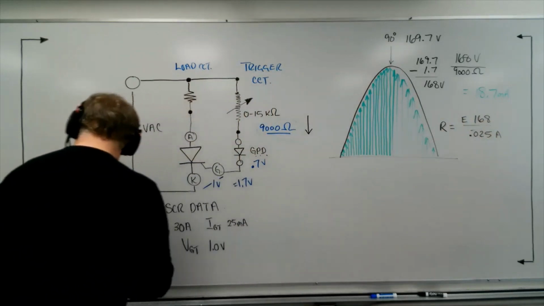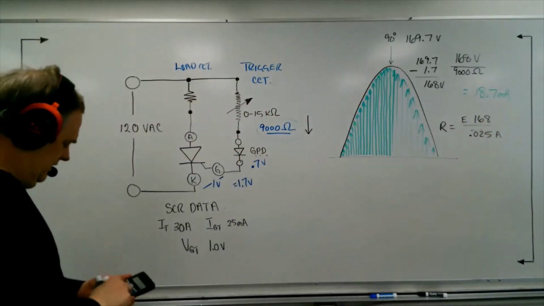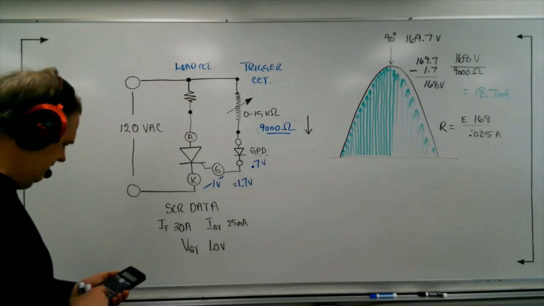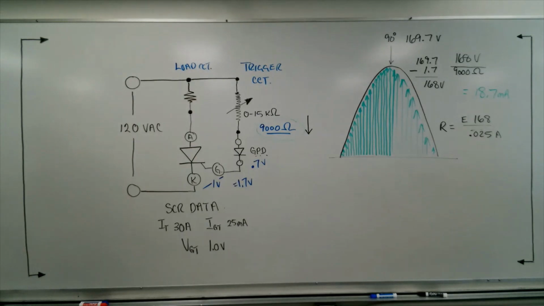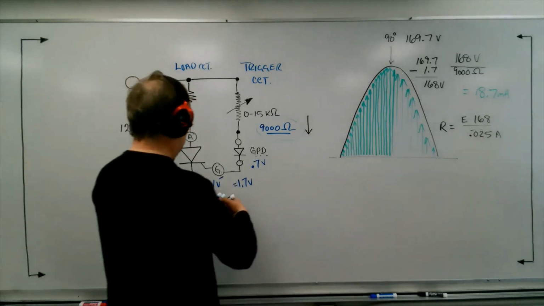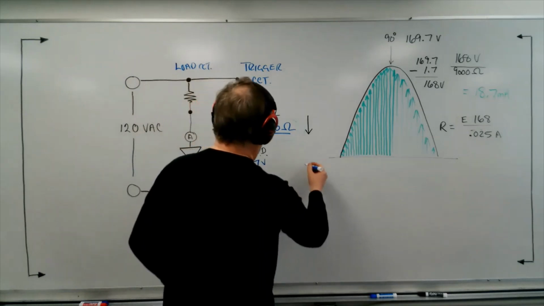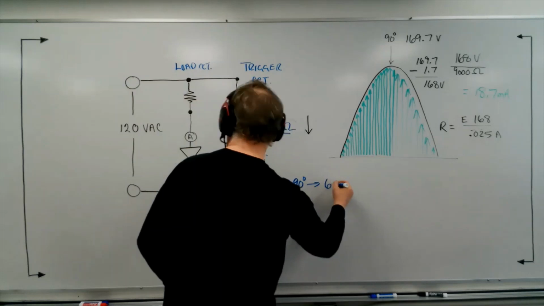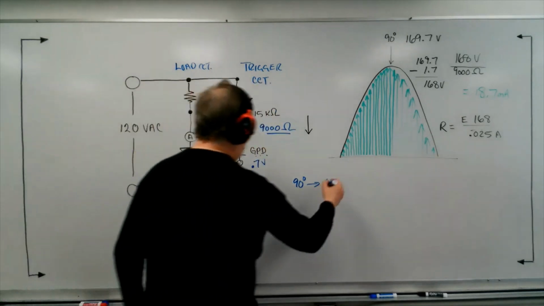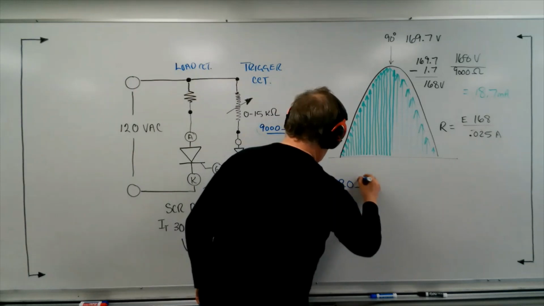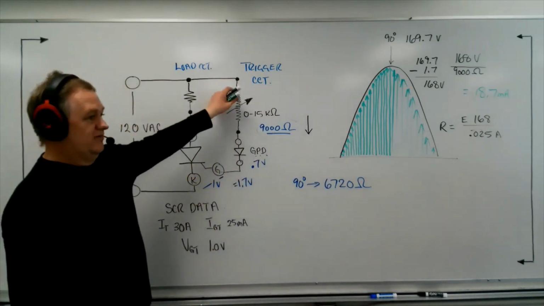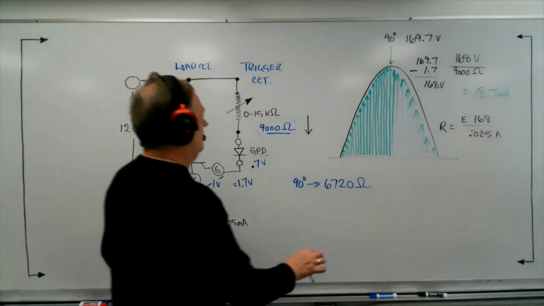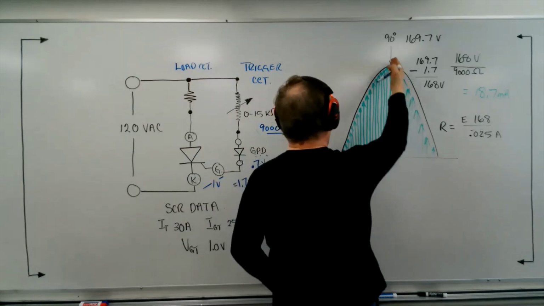So what I want to do is run this number through. It looks like 168 divided by 0.025, and it's 6,720 ohms. So what I'm going to put here is 90 degrees, 6,720 ohms. We actually have to size this resistor. We have to tweak this dial until we have this value of current. At that point, all of a sudden, the SCR will be fired.